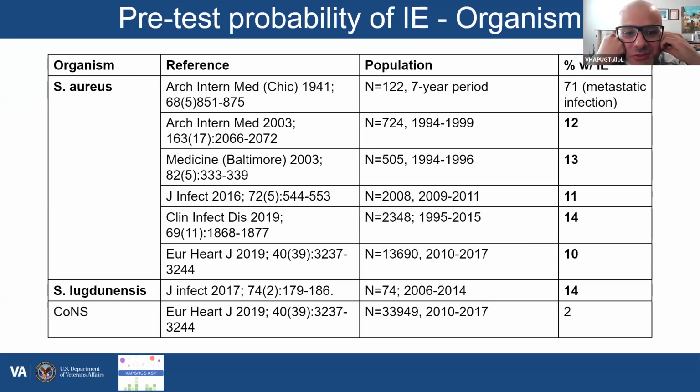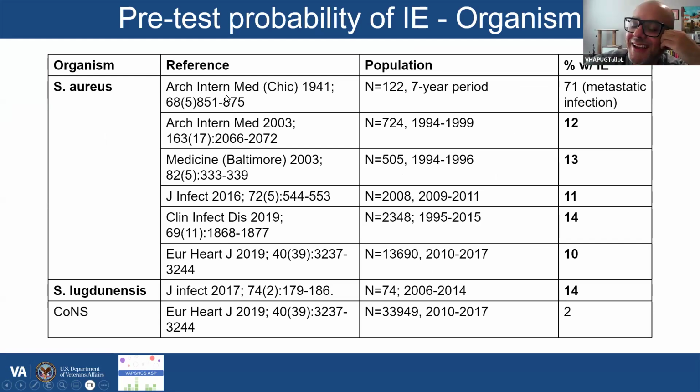This goes back to the question of what is the pretest probability of endocarditis in patients with bacteremia. And that largely depends on the organism. So here is another list. I like lists. Sorry about that.